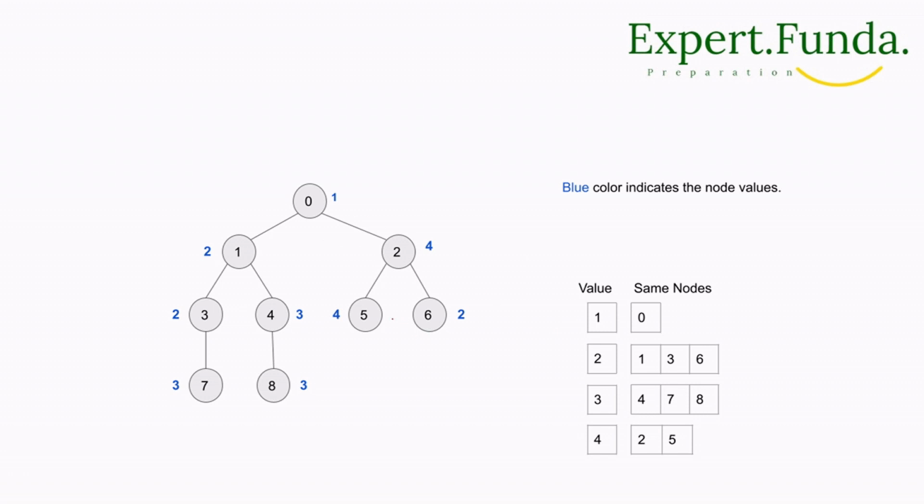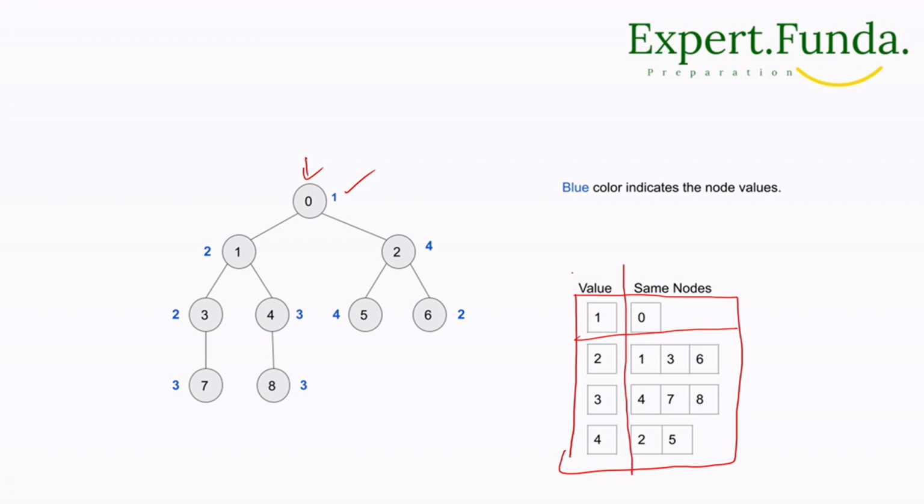Okay, so if we talk about 0, its value is 1. Next, what do we have? No other, we have the same value. That's why we are maintaining it in the map, right? So let's suppose this is our map. At index 0, what will we be doing? We will store two things: first, its value and the same nodes. This is our key and this is our value in the map.